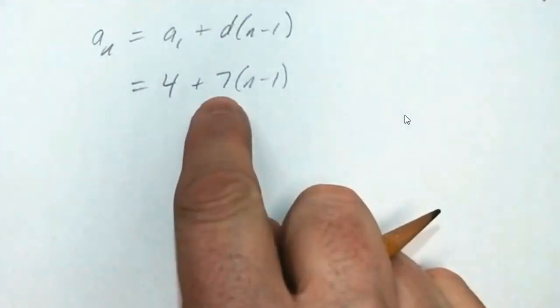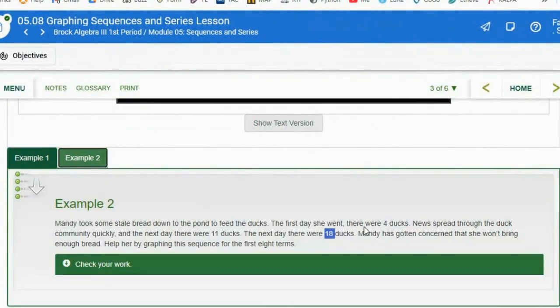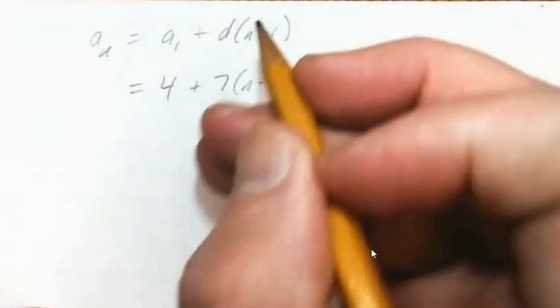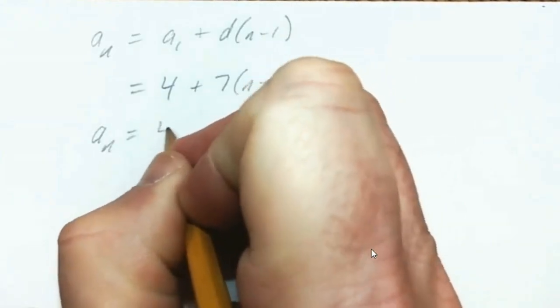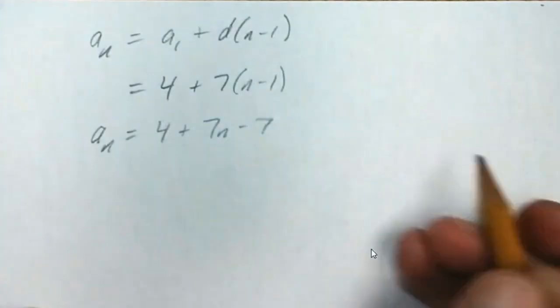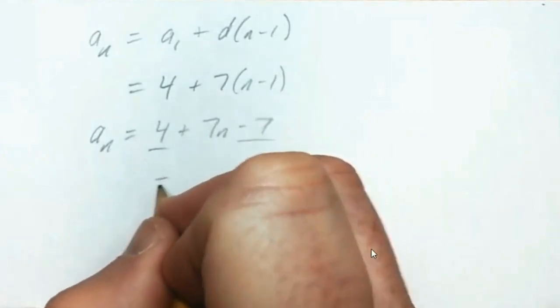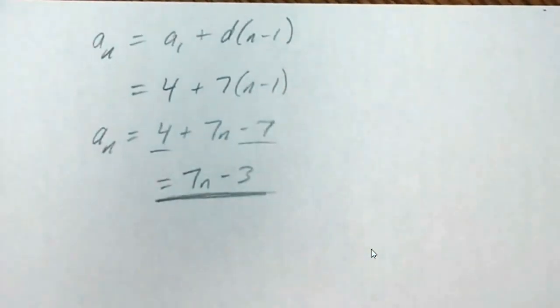So our common difference is d, right? Because it didn't say there were 7 more each time. It actually said that, oh, where's example 2? That the next day there was 11 ducks, and then there was 18 ducks. So we can see that each time it's plus 7. So if our common difference is 7, and we need to make a formula, a sub n equals 4 plus 7 times (n minus 1). Distribute that, 7n minus 7. Now we got 4 minus 7. So this equals 7n minus 3. That is a linear equation that will represent that.